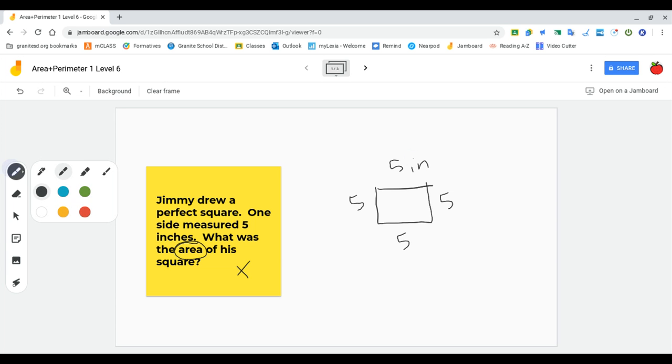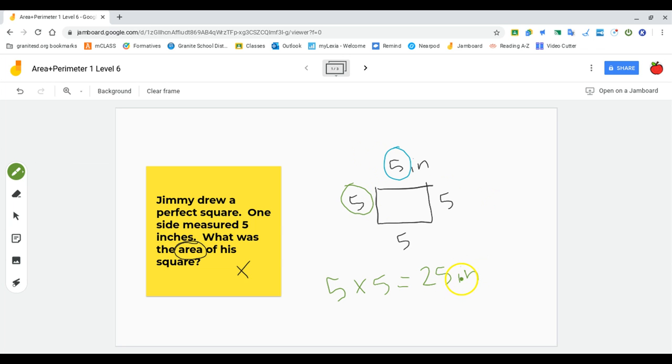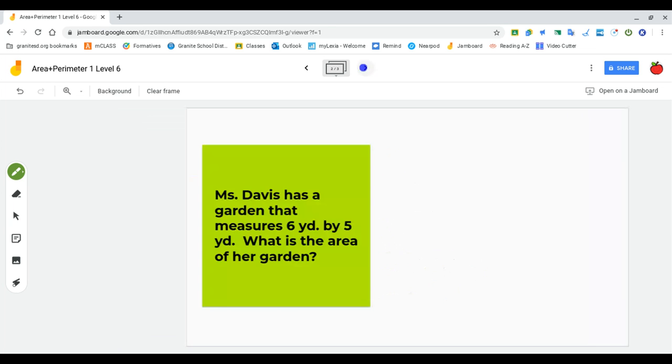So if I'm going to be talking about area, I'm going to be taking one side that is like side to side, that would be the length, and multiplying it by another side that's up and down, which would be the height. So in this case, I have 5 times 5, and that's going to get me to 25 inches. That label needs to be in there to be the most correct that it can be. If you got to 10, remember you added, and you need to check your math to make sure that you're multiplying correctly. Okay, let's move on.